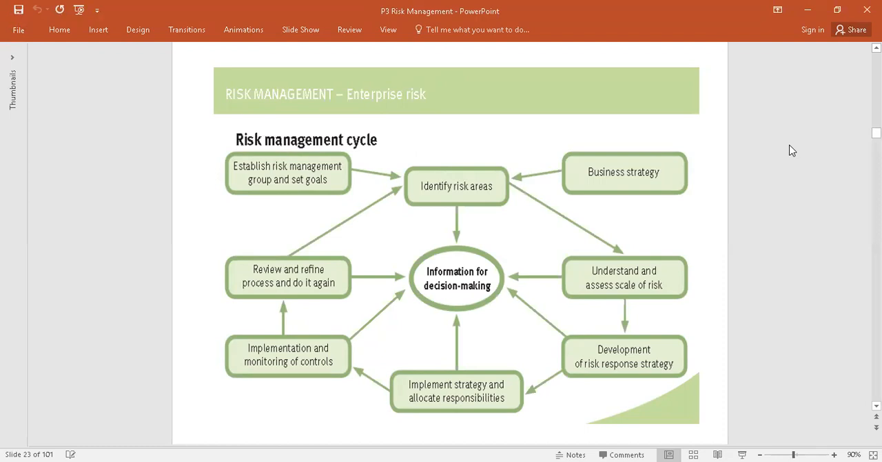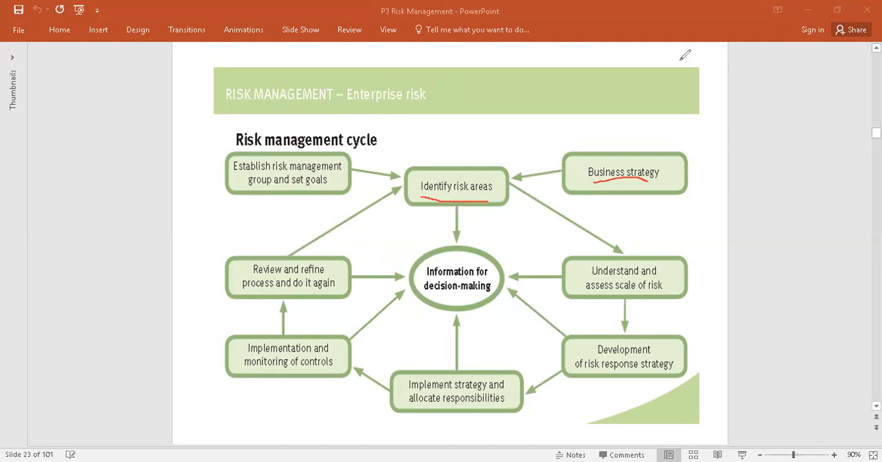So business strategies, when they are decided, are based on first identifying the risky areas, understanding and assessing the scale of risk, and developing the risk responses.